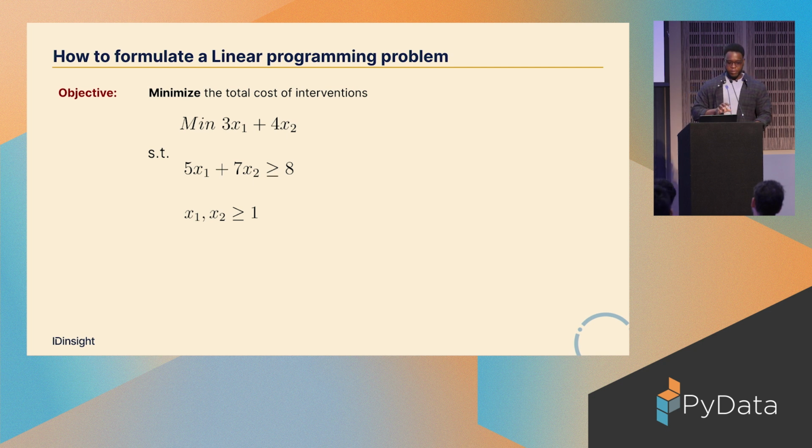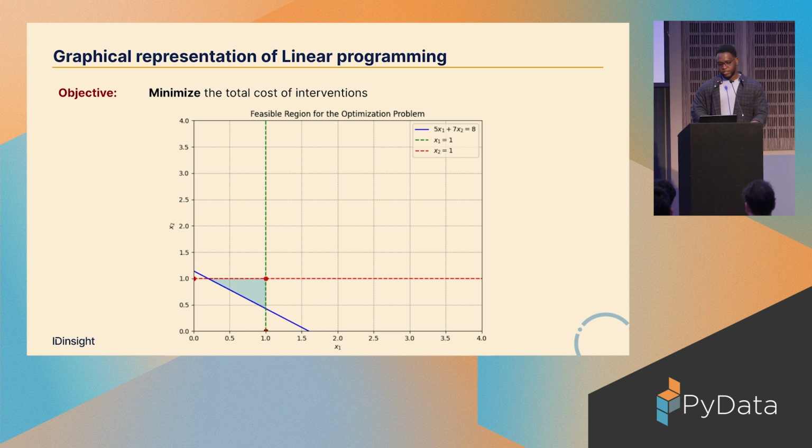So here we want to minimize 3 times x1 plus 4 times x2 under the constraint that 5 times x1 plus 7 times x2 needs to be greater than 8. You also introduce 2 more constraints here because we need x1 and x2 to be greater than or equal to 1, right? Because you have binary values. Since you have only 2 variables, we can just try to represent that on a plane here. And that's the representation.